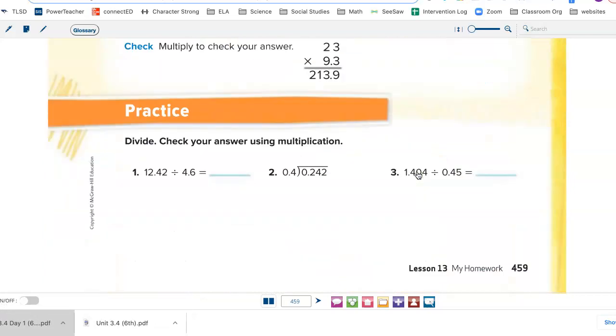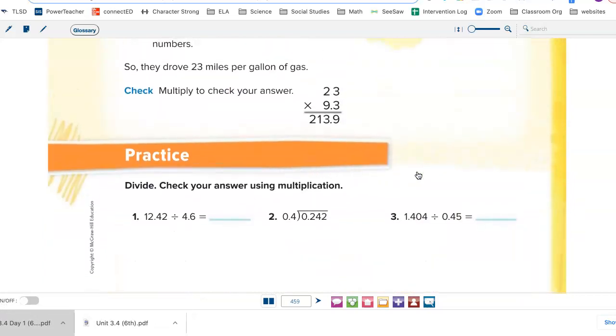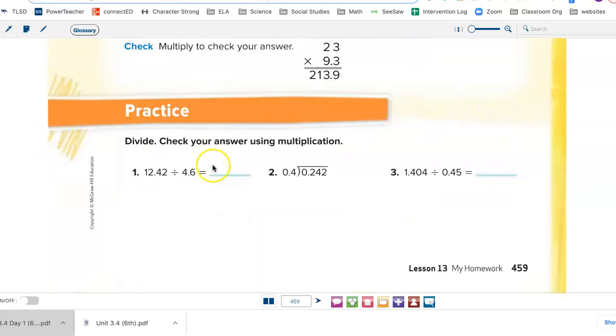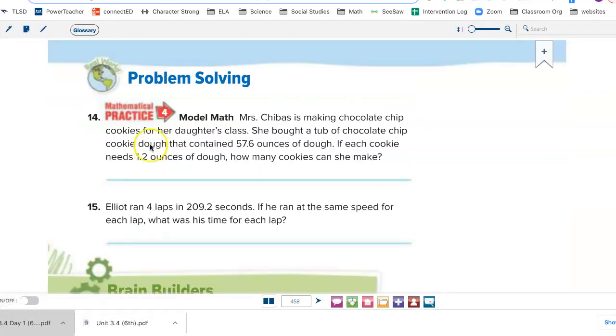all of my homework. Okay, and then when you're done, you can do Prodigy. But please turn it in, and remember, circle anything that you had questions on for me to go over tomorrow. So again, all of my homework, that includes the backside, 459, 500, 1 brain builder, and then 14 and 15 on page 458.